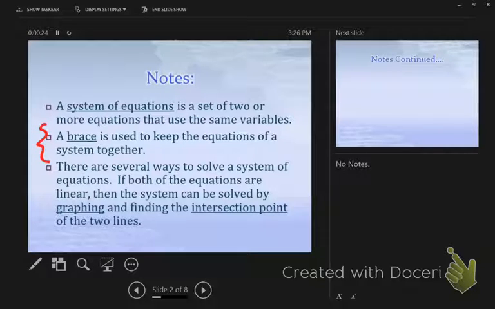If both the equations are linear, then the system can be solved by graphing and finding the intersection point of the two lines. You can pause the video here if you need more time to write that down.